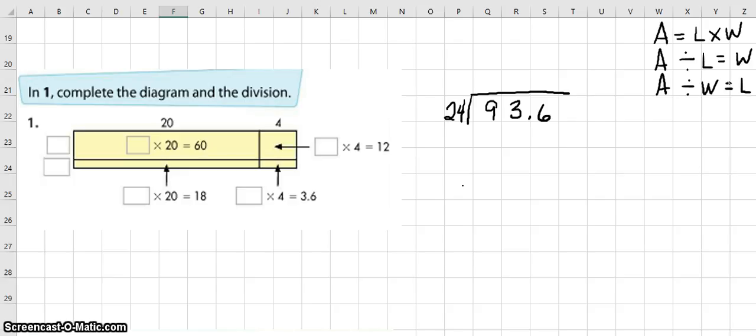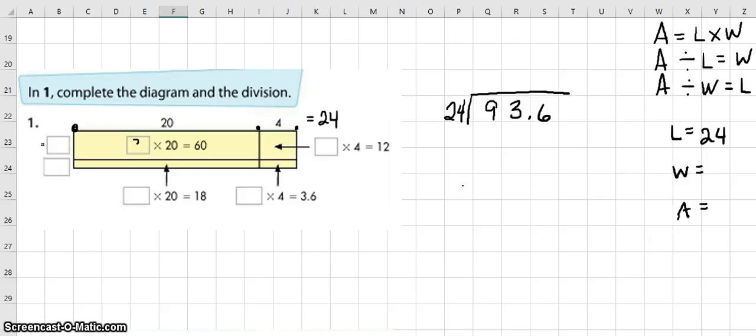But this is kind of like a puzzle. So here's my length, and from here to here is 20, and from here to here is 4. So the total would be 20 plus 4. So we're thinking right now that our length on this one is 24. We need to find what the width is and what the area is on this one. Well, we have two boxes to try to figure out what the width is. So what times 20 equals 60?